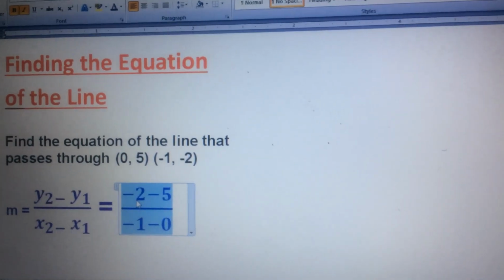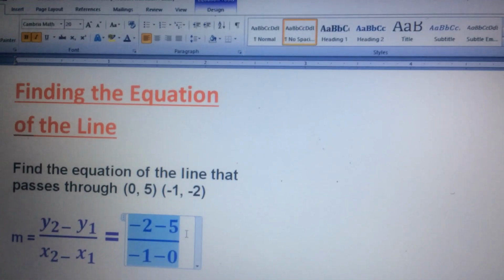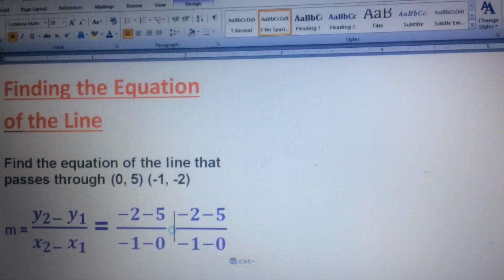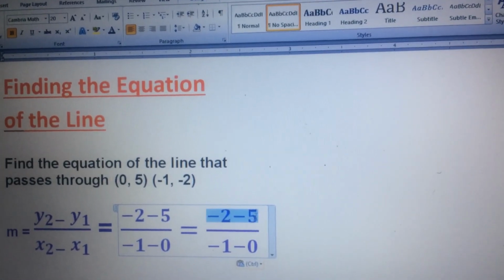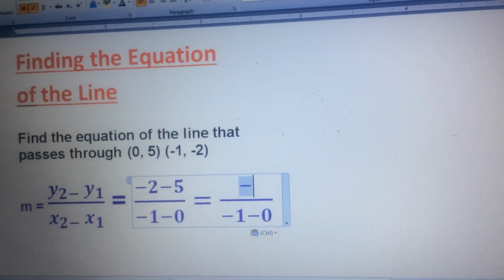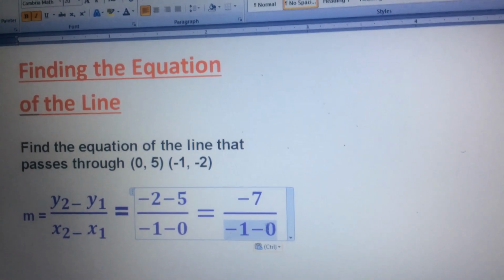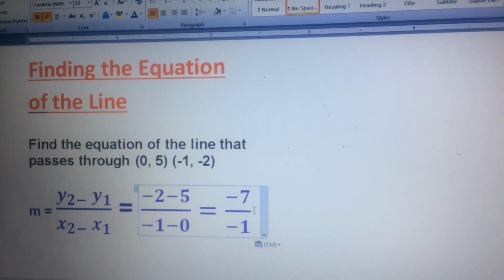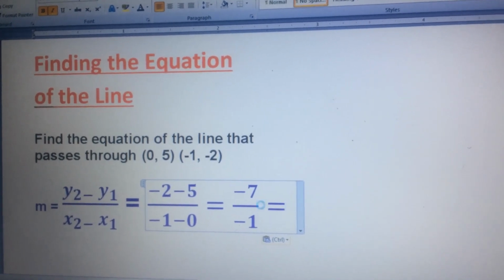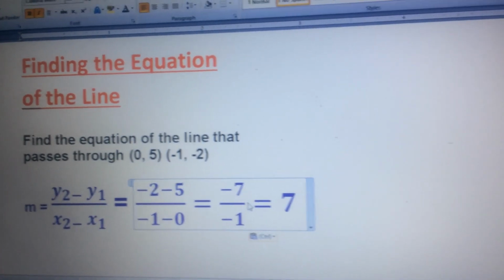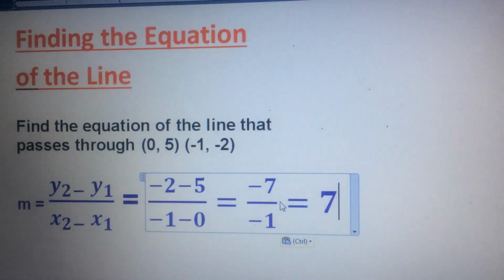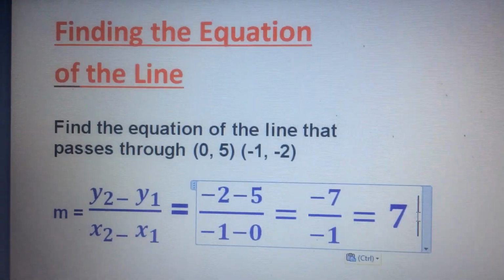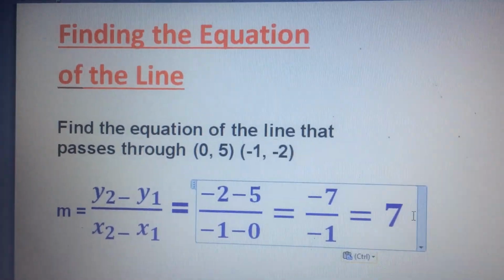Then we'll simplify. -2 minus 5 is -7. And -1 minus 0 is -1. Then we divide -7 divided by -1, it's +7, since both numbers have the same signs. So the value of the slope, or the m, is equal to 7.